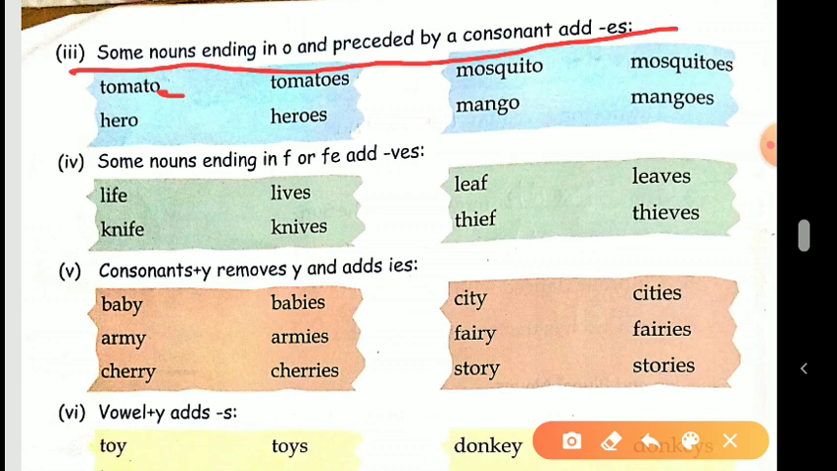So words ending with o but preceded by a consonant, if you want to make that word plural, you need to add es for its plural form. So you can see tomato, o is there preceded by t, so we have added es, tomatoes. Hero, o preceded by r, so we have added es, heroes. Mosquito, o preceded by t, so we have added es and made it mosquitoes. Mango, o is at the end, preceded by g, which again is a consonant, so we have added es. This was the third rule.